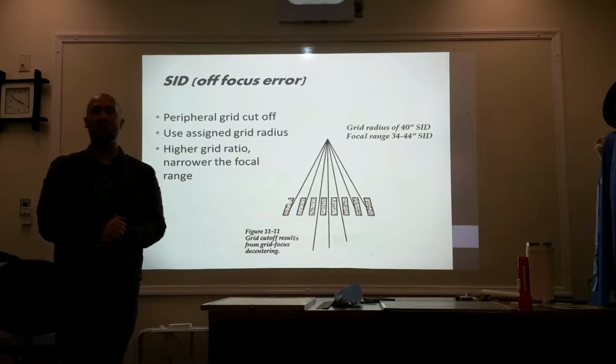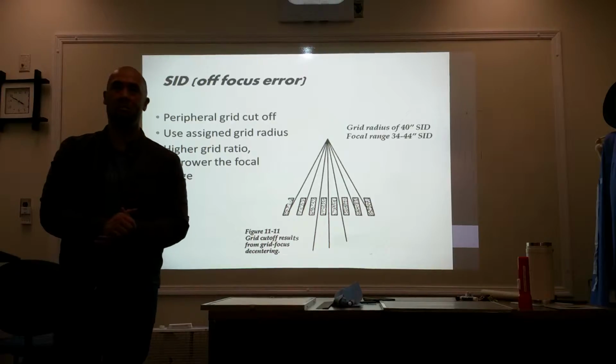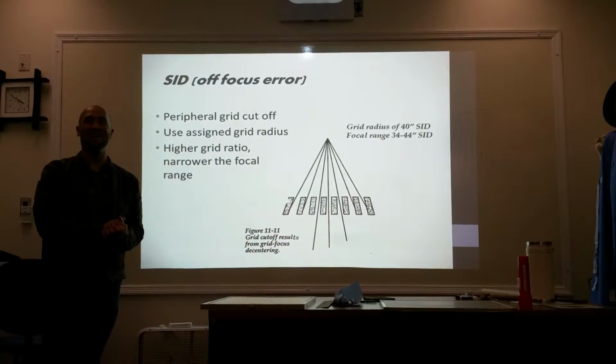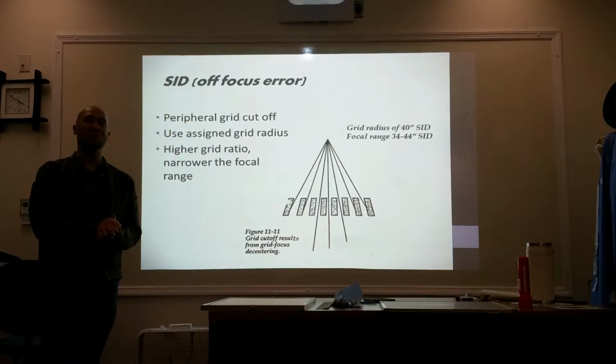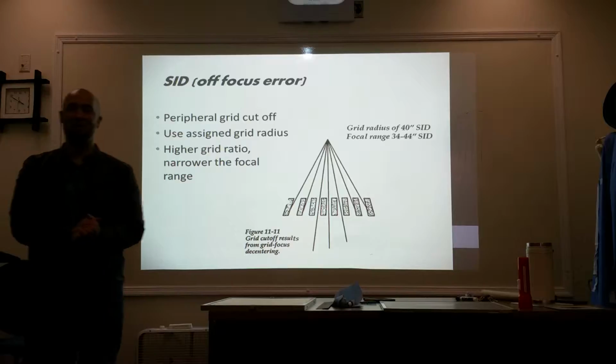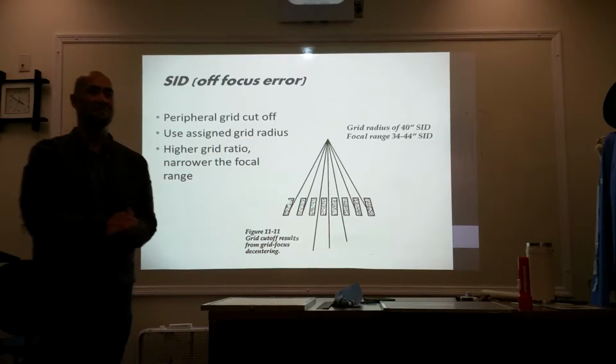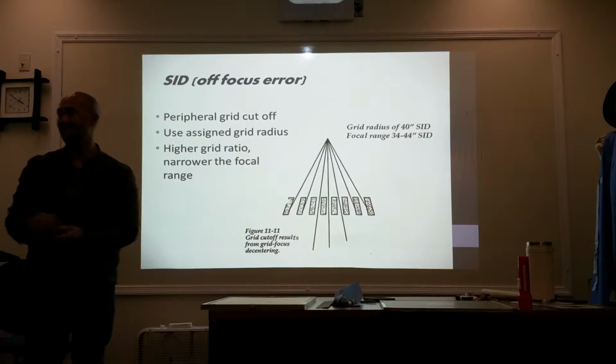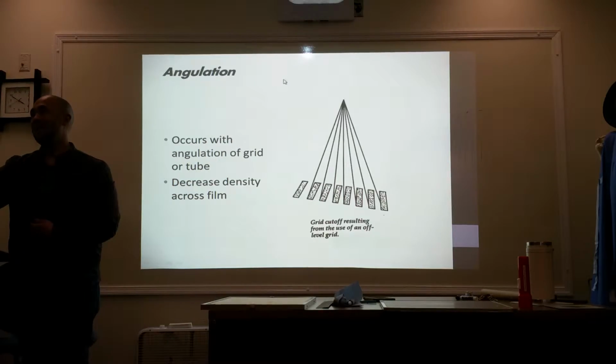What else is the downfall with higher grid ratios? Higher technical factors, good. Okay? So those are your two negatives with higher grid ratios. Higher technical factors, and what was the other one? Narrow margin of error. Okay.